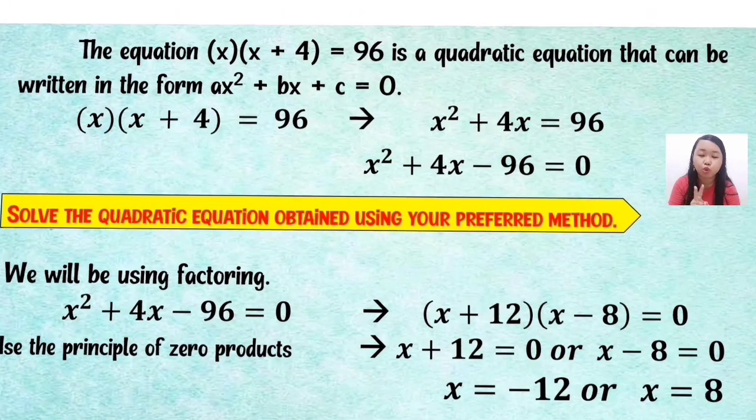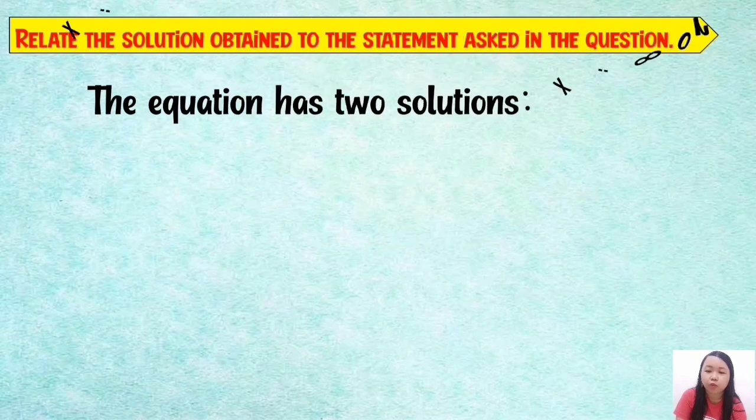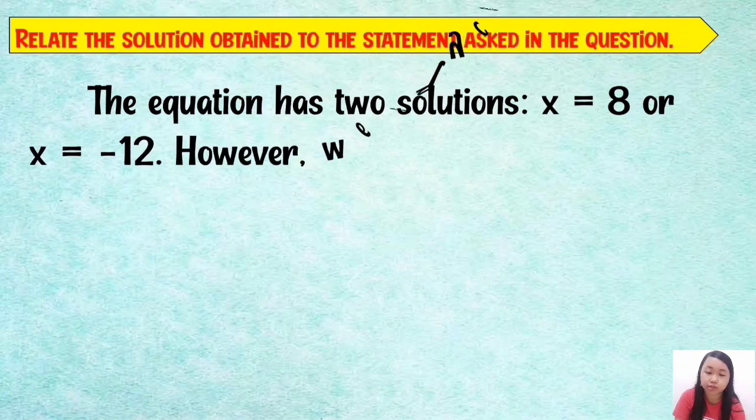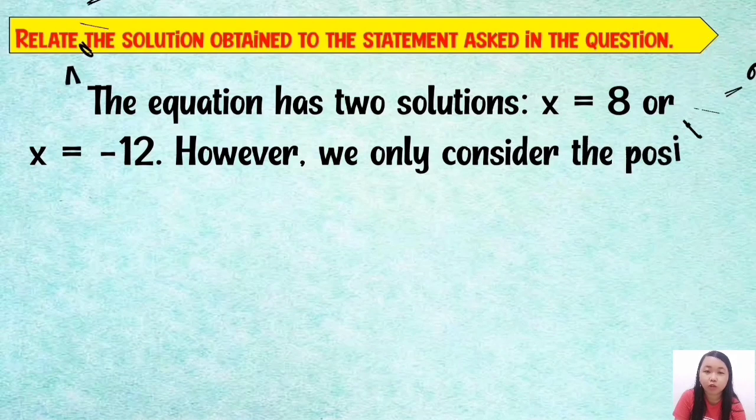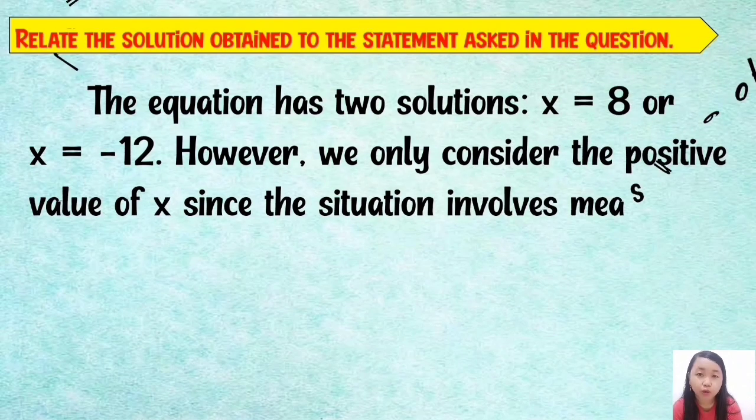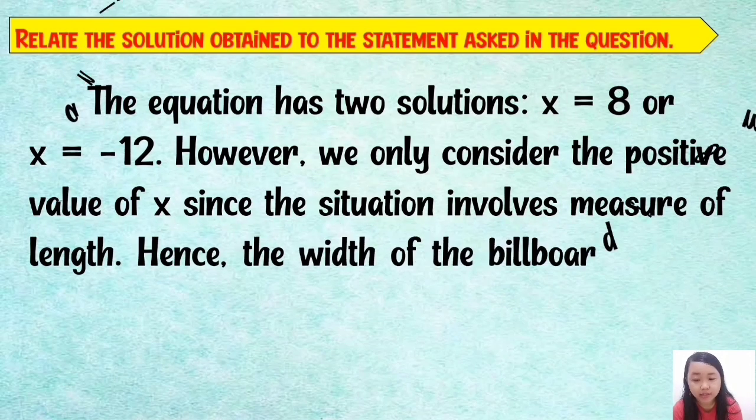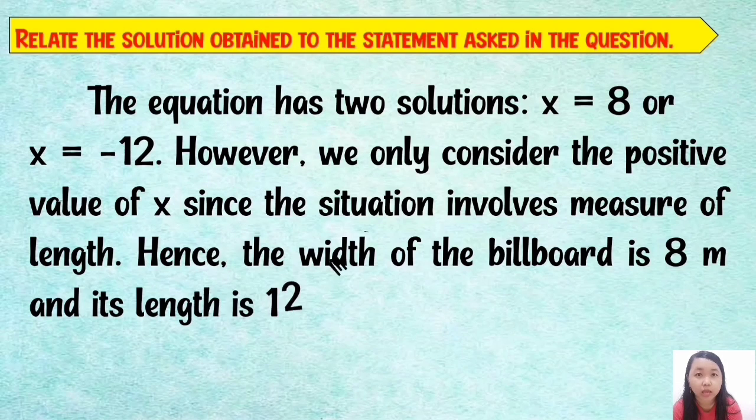So we have two solutions. The equation has two solutions. X is equal to 8 or x is equal to negative 12. However, we only consider the positive value of x since the situation involves measure of length. Hence, the width of the billboard is 8 meters and its length is 12 meters.